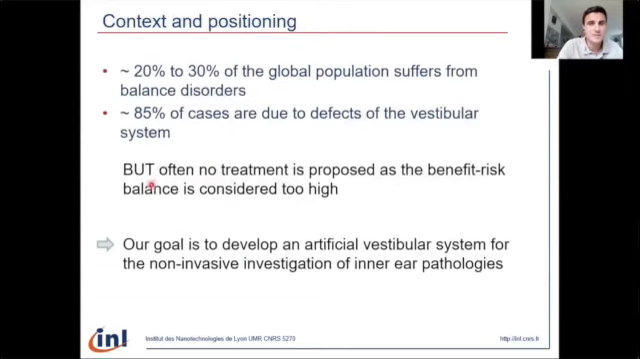Today, it is estimated that about 20 to 30% of the global population suffers from balance disorders that are due to defects of the vestibular system in 85% of cases. Because of the fragility, complex structure, and microscopic dimensions, often no treatment is proposed, as the benefit-risk balance is considered too high. In this context, our long-term objective is to develop a realistic physical model, an artificial vestibular system, in order to investigate different specific pathologies of the inner ear, in order to find new treatment procedures.